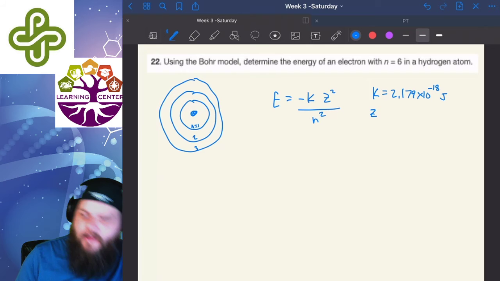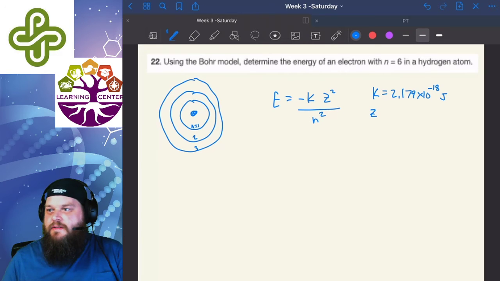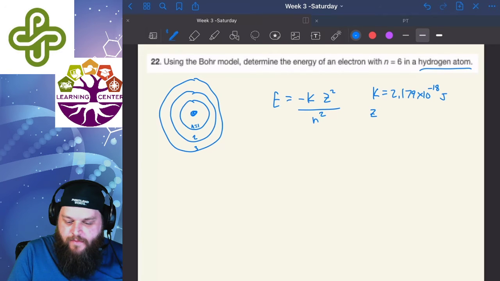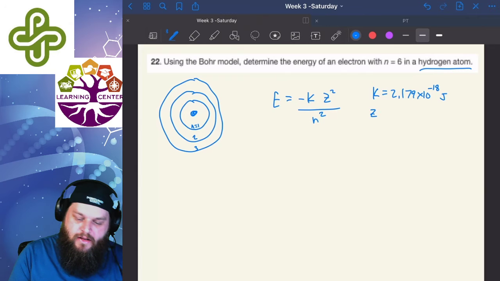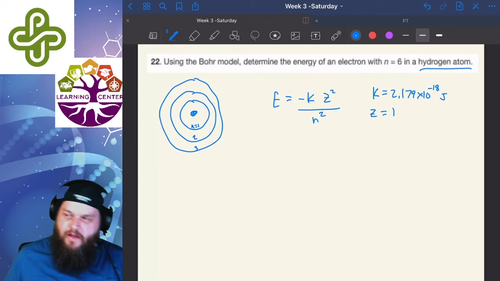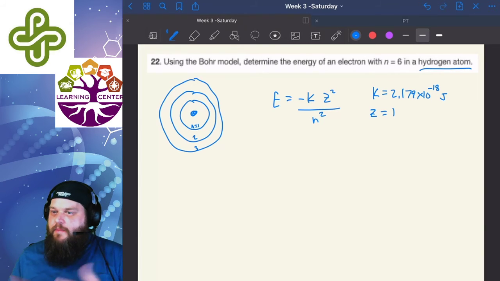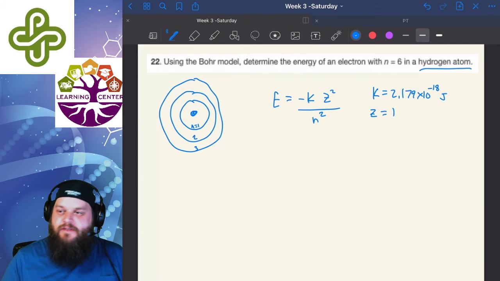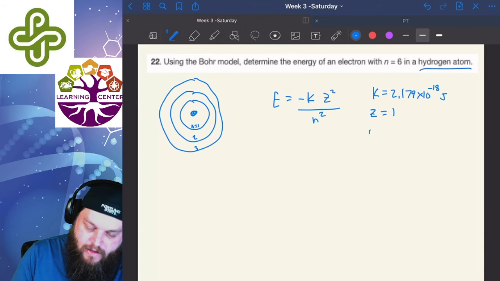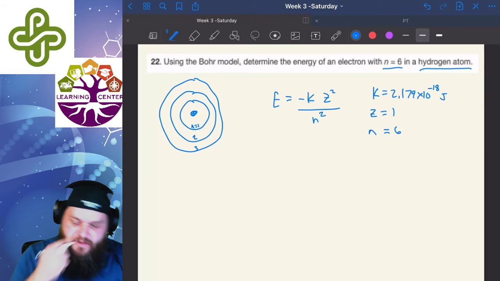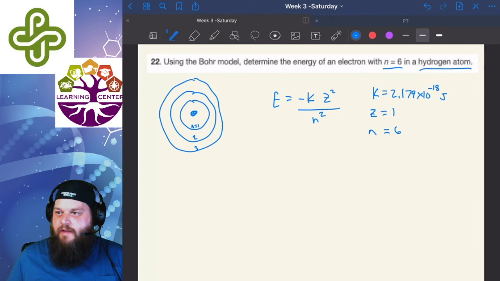Z is the number of protons, whatever atom it is. So here we're talking about the hydrogen atom, which is the first one on the periodic table, so that's going to equal 1 for us. If we were talking about a carbon atom, that would be 6, and so on. And here they're giving us n, and it's equal to 6. So really, this is just recognizing the different patterns, which equation to use, and then plug and play.